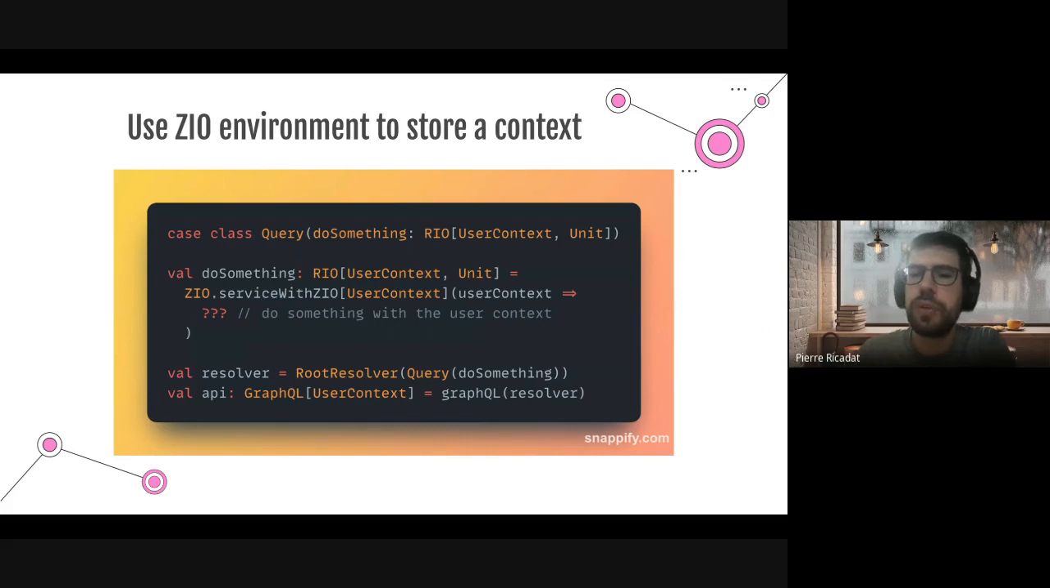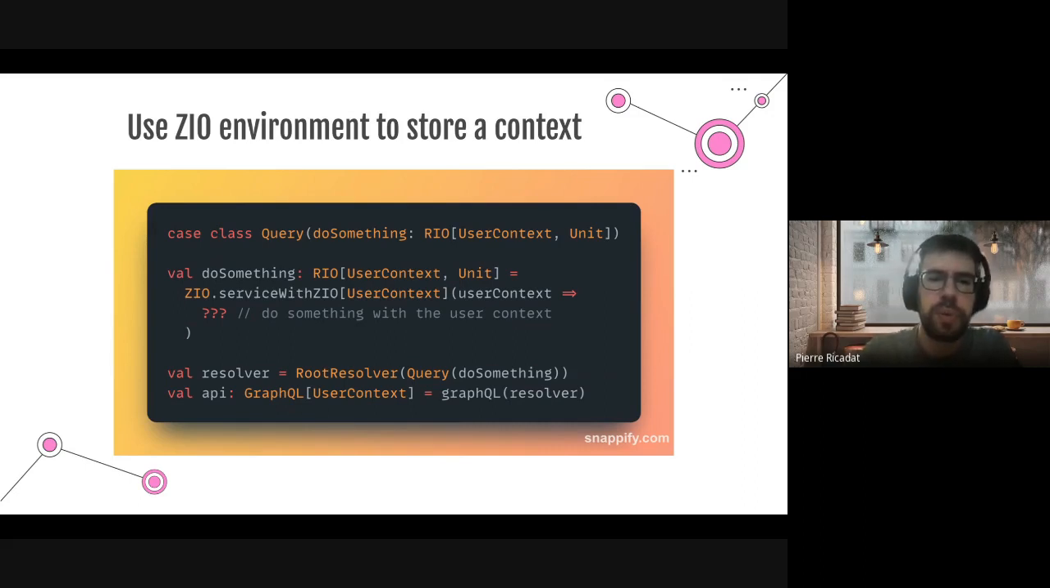So with ZIO, typically we handle context by using the ZIO environment, which is the R parameter of ZIO. Here you have a query, a root query type, with a function doSomething, and it returns a RIO of UserContext and Unit. RIO is a ZIO that can fail with an exception. The first type parameter, UserContext, means that we have a user context that we can access, and our effect will return a unit.